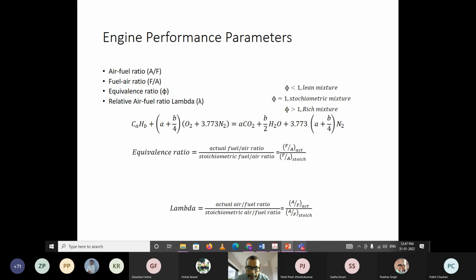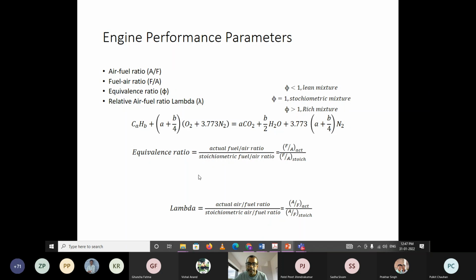If lambda is greater than 1, it means there is excess air, compared to the stoichiometric air requirement. So that mixture is called a lean mixture. So lambda greater than 1 means lean mixture. Air is more than the fuel compared to the stoichiometric ratio.